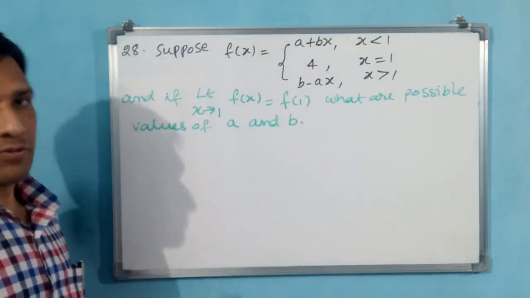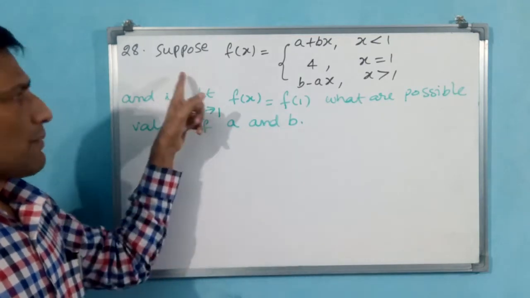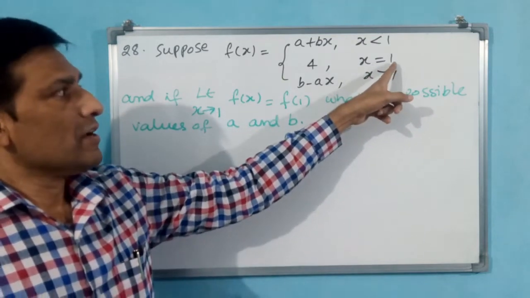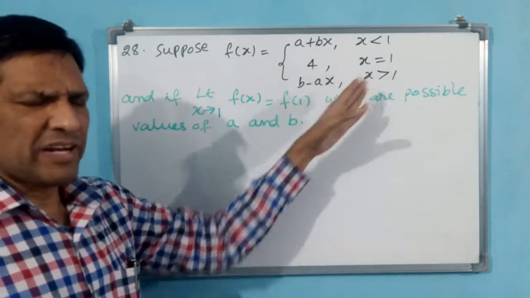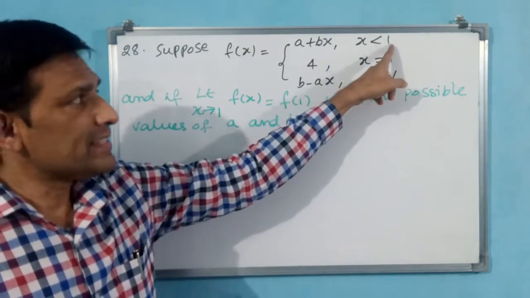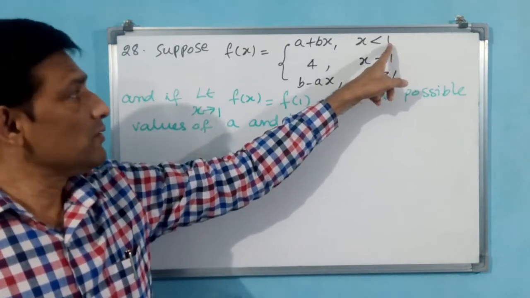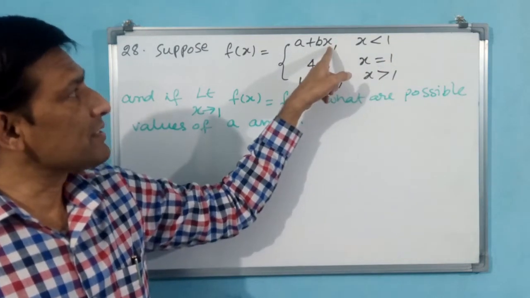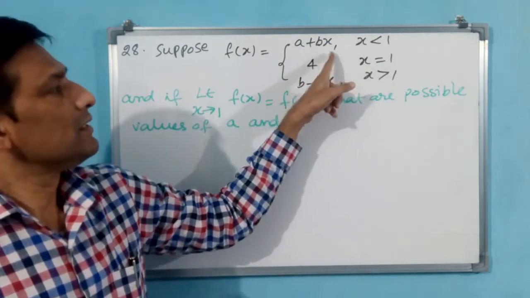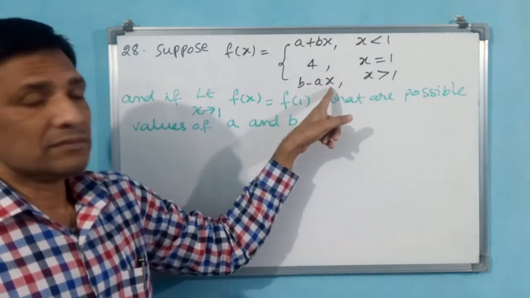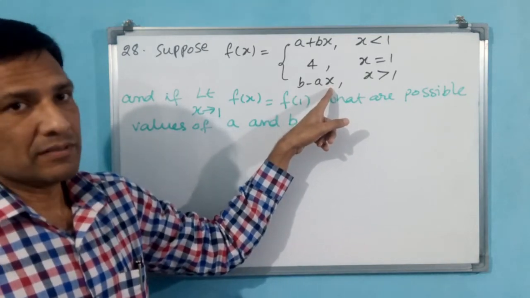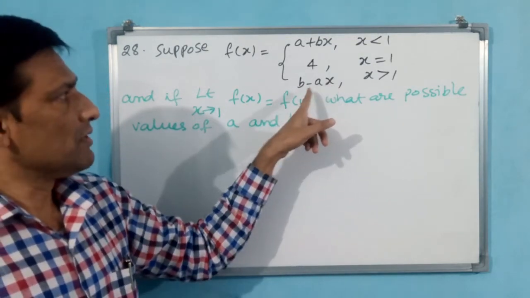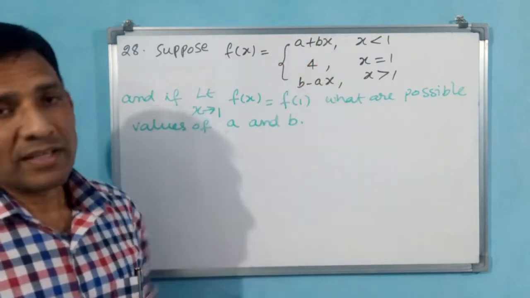Shall we go to the 28th question? Okay, see the 28th question. Suppose f of x is equal to, three conditions are there. When x is equal to 1, 4. When x is equal to 1, directly 4 you can take. When x is less than 1, a plus bx. That means here b into x, where x is less than 1. If greater than 1, b minus ax. Greater than 1 means it may go up to infinity. These are the conditions, unequal conditions.